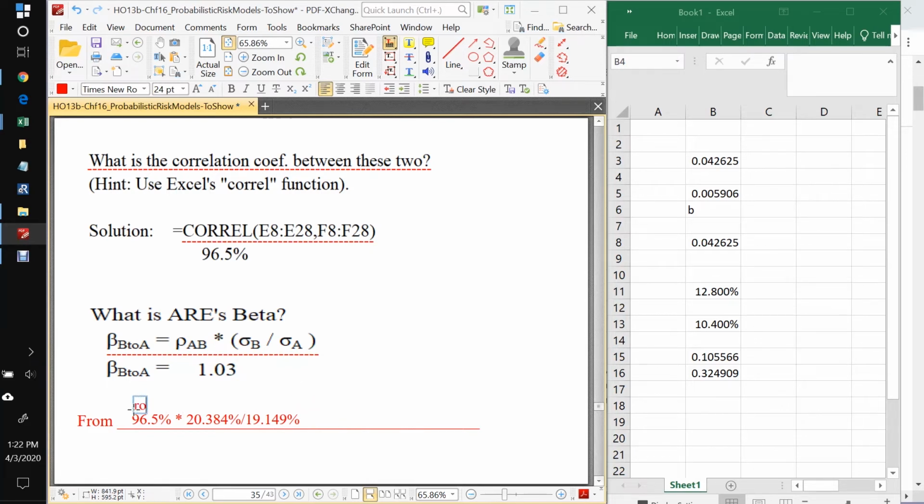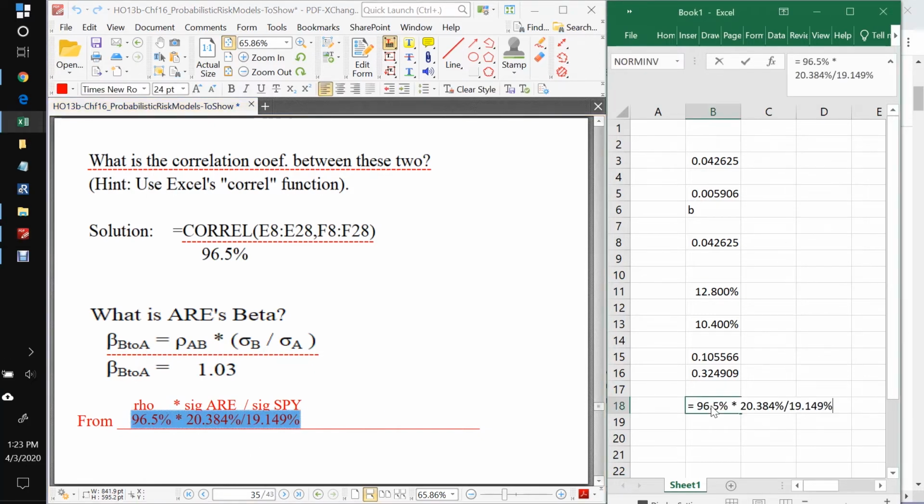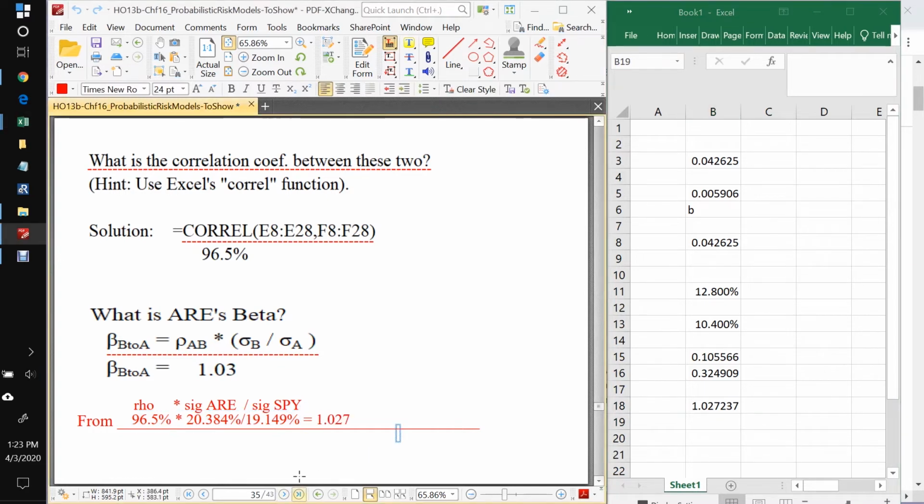Here's my row, and this is times, and this is sigma. We want this for ARE, and we want that to be divided by sigma SPY, because we want the beta of ARE relative to the S&P 500. Okay, so let's work that out. And we get 1.03, or 1.027. All right, so that's our beta.